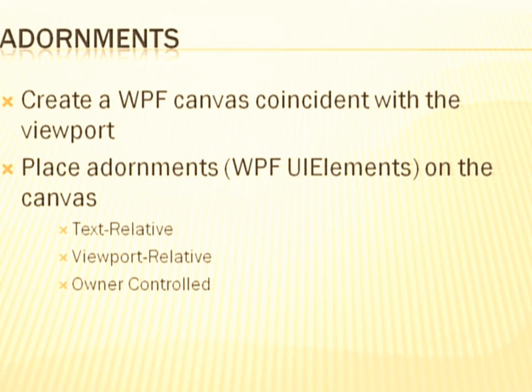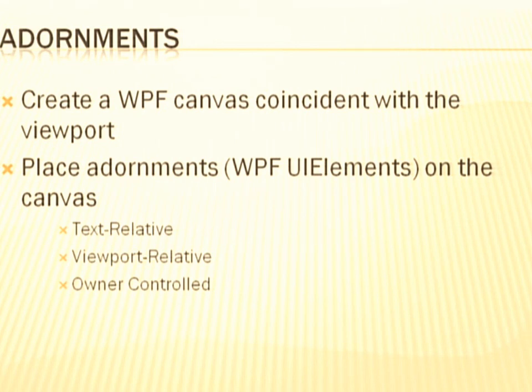You can order them, so you can position your canvas above or below the text and also relative to other adornment layers. And then once that's done, you can associate UI elements with the editor by putting them as children of that canvas. The editor supports three methods of positioning these things. The first one is text relative. So you take your adornment, you associate it with some span of text. When that span becomes visible, you draw your adornment on your canvas.